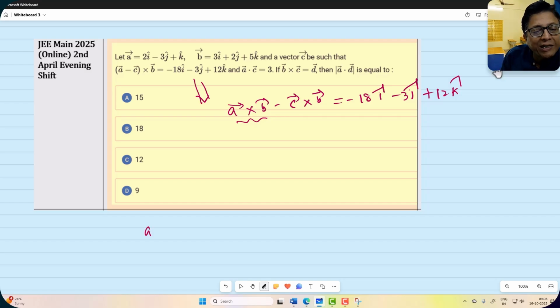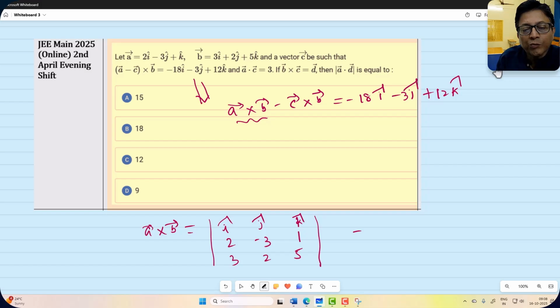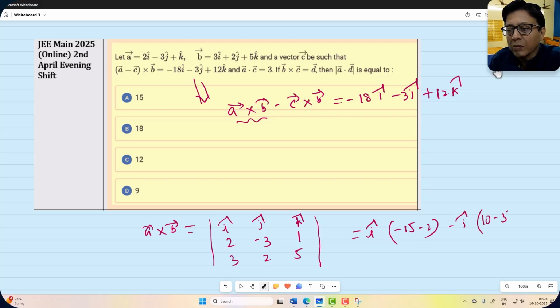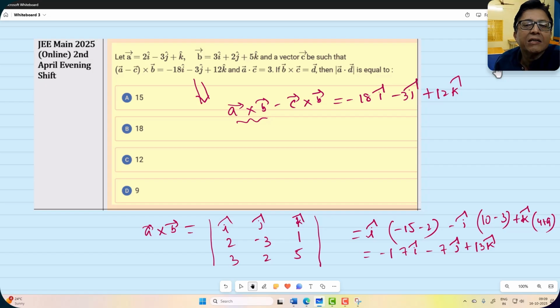Let us find A cross B first. A cross B is what? I, J, K, and this is 2, minus 3, 1, 3, 2, 5. So I into minus 15 minus 2, minus J into 10 minus 3, plus K into 4 plus 9. Minus 17I minus 7J plus 13K. A cross B you got.